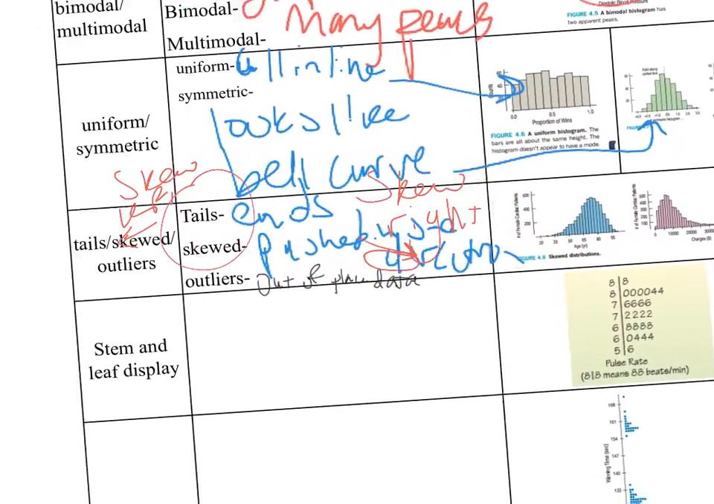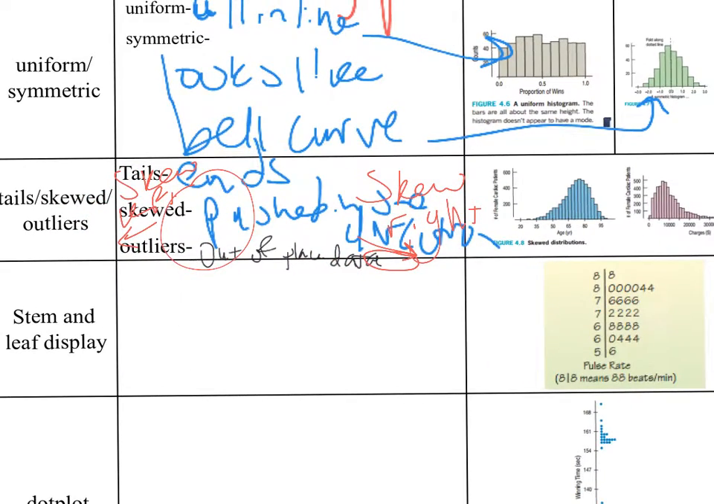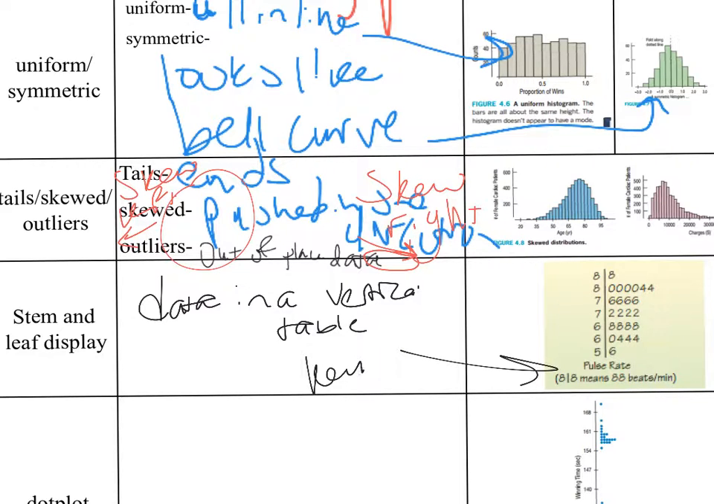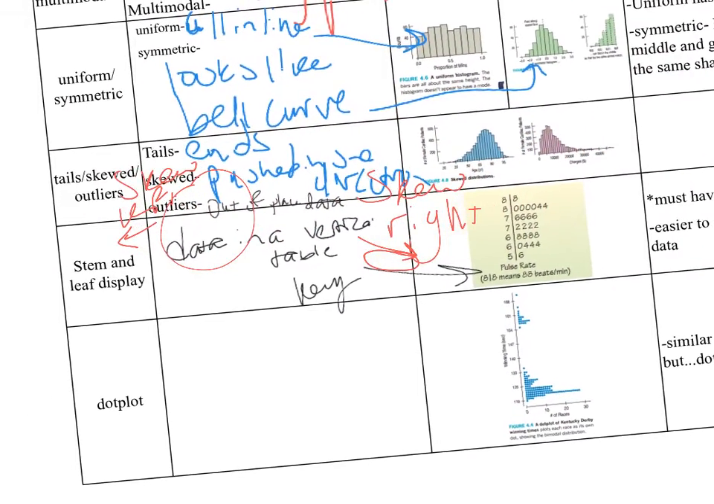All right. Next up, we got stem and leaf display. So stem and leaf is literally your data displayed in a table. It's almost like a vertical table. Okay. It must have a key. So that's kind of a key factor, huh? Easier to see its individual data. So it almost looks like a histogram if you put it on its side.